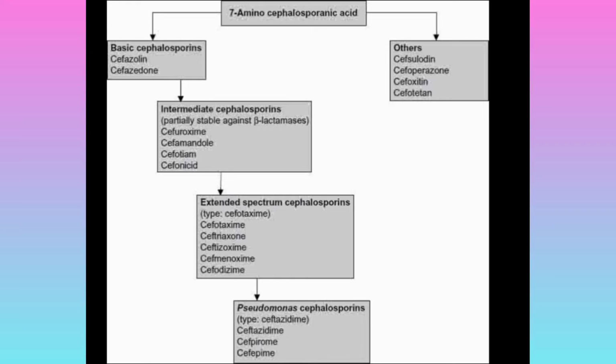Then you have those with extended spectrum. These can work on both gram-positive and gram-negative bacteria. We have cefotaxime, ceftriaxone, ceftizoxime, cefmenoxime, and cefodizime. Then we have those active against Pseudomonas aeruginosa: ceftazidime, cefpirome, and cefepime. Then other cephalosporins: cephalothin, cefoperazone, cefoxitin, and cefotetan.